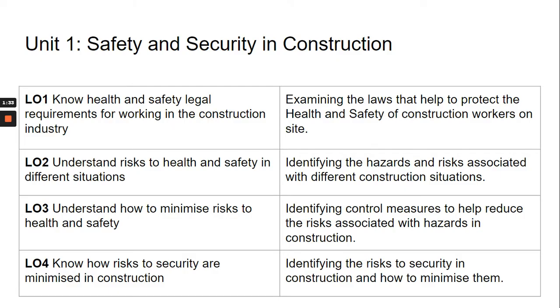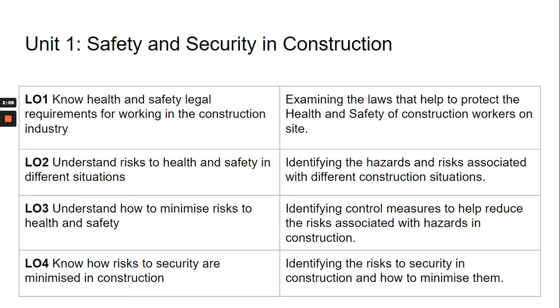Unit 1 is about safety and security in construction. There are 4 learning objectives listed on the left hand side there, but basically it looks at how construction sites are made to be safe and secure. So looking at things like the legislation that covers health and safety in construction, health and safety signs in construction, the colour coding of fire extinguishers, and then identifying hazards and risks and control measures which keep construction safe.